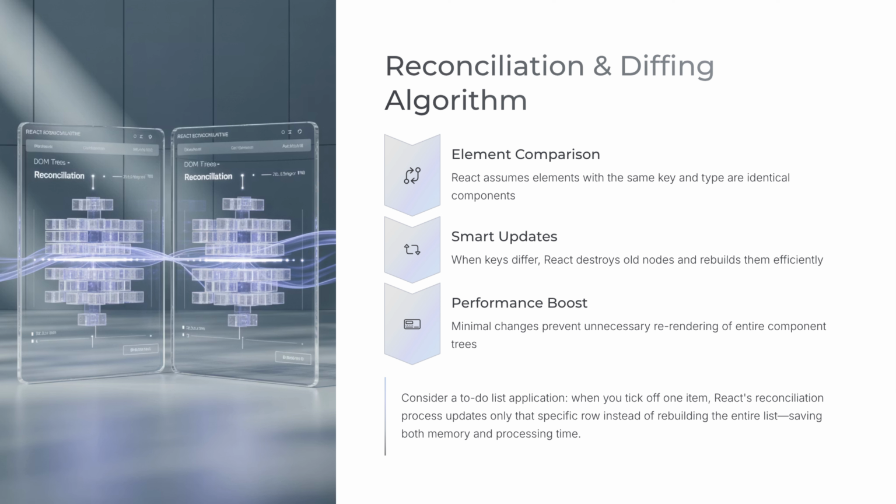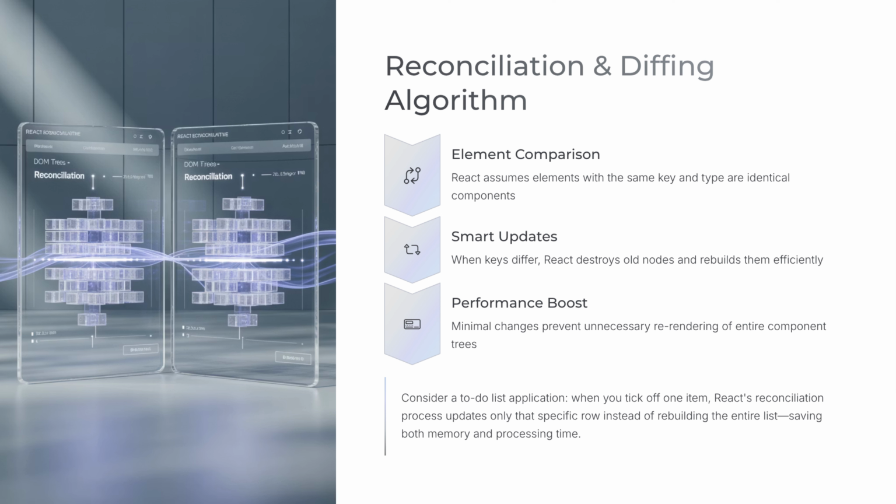Now, let's go deeper into reconciliation and the diffing algorithm. Reconciliation is the process React uses to update the DOM. The diffing algorithm compares the new virtual DOM with the old one and determines the smallest number of changes required. If an element's type and key match, React reuses it. If not, it tears it down and rebuilds it. Why does this matter? Efficiency. Instead of repainting the entire UI tree, React surgically updates only what's necessary.